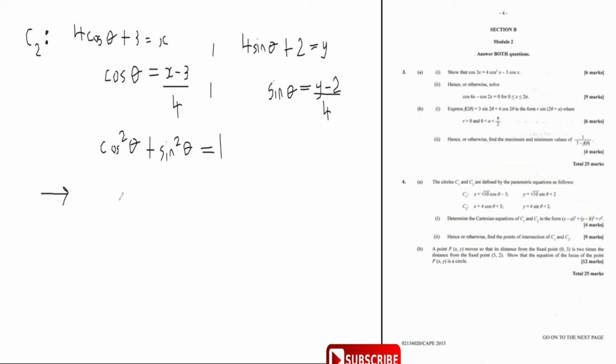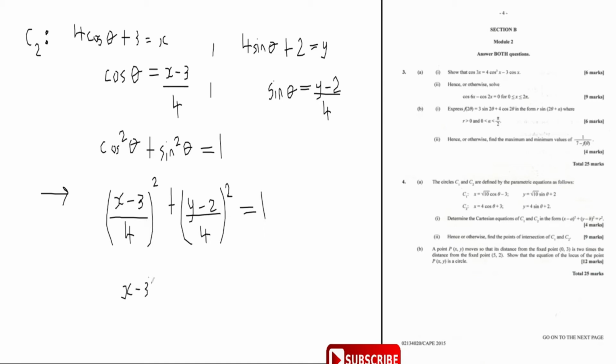This implies that cos theta is (x minus 3) over 4, all square, plus sine square theta, which is (y minus 2) over 4 all square, and that's equal to 1. So all we need to do now is multiply through by 4 square. We get (x minus 3) all square plus (y minus 2) all square equal to 4 square. And that takes care of part 1. Nice and easy.